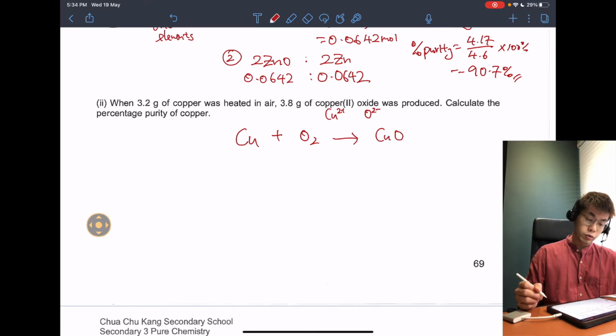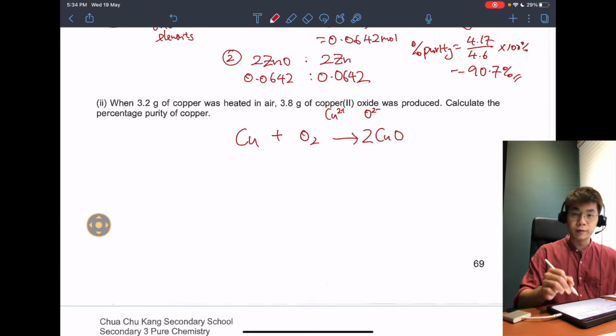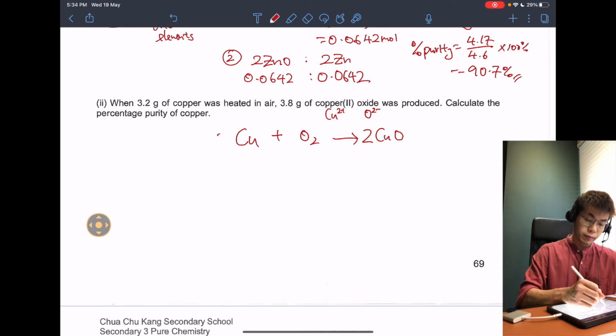Right? For this, now I need to balance this equation. So I have 2 oxygen on the left side, so I need 2 oxygen on the right side. I have 2 oxygen on both sides, but now my copper, I have 2 on the right side, I need 2 on the left side.